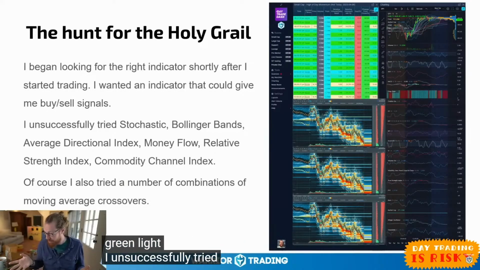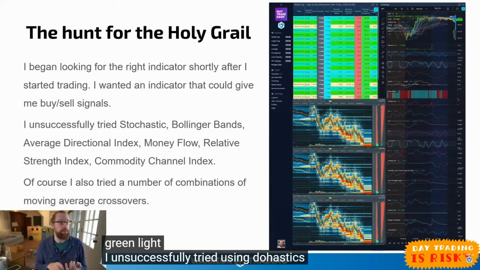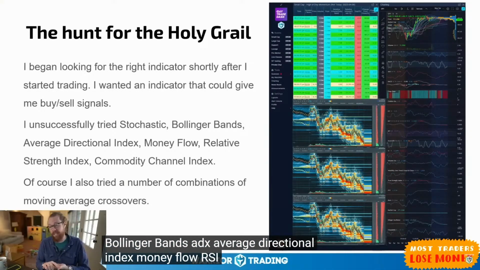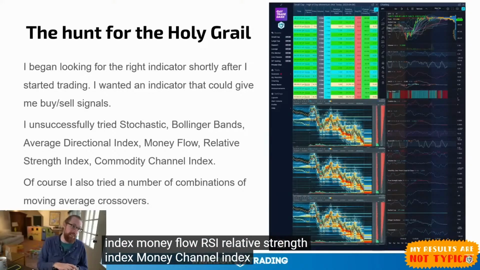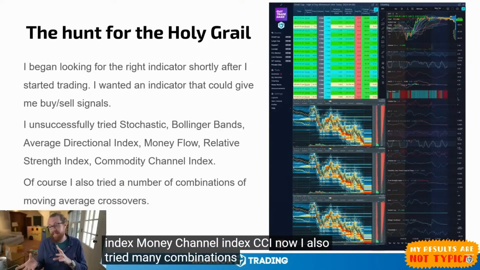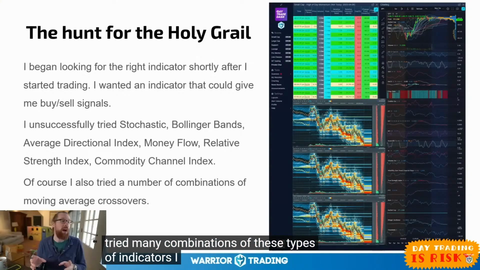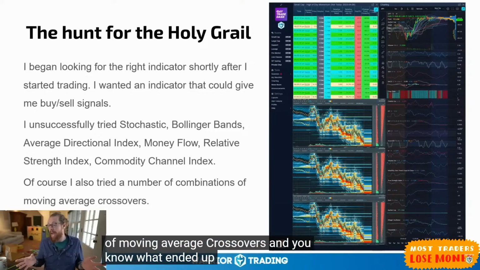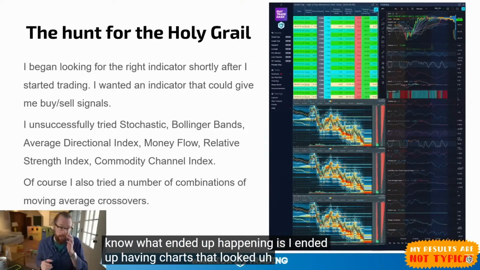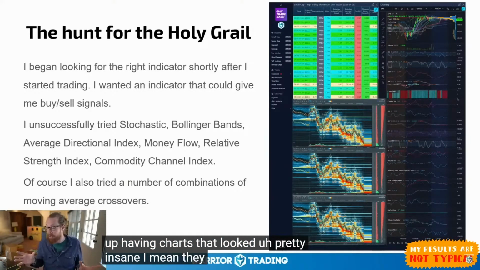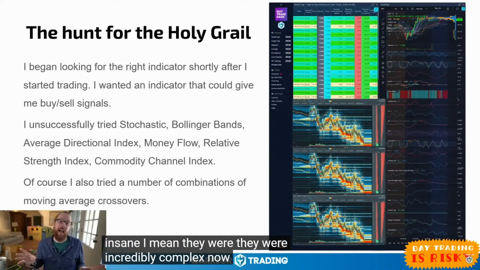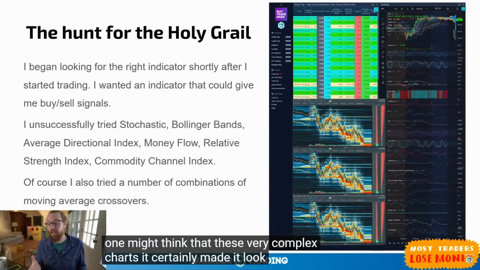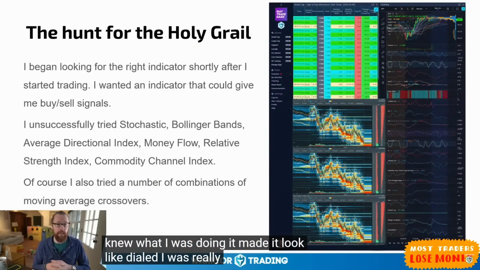I unsuccessfully tried using stochastics, Bollinger Bands, ADX, Average Directional Index, Money Flow, RSI, Relative Strength Index, Commodity Channel Index, CCI. I also tried many combinations of these types of indicators, and combinations of moving average crossovers. And what ended up happening is I ended up having charts that looked pretty insane. They were incredibly complex. One might think that these very complex charts made it look like I knew what I was doing, like I was really dialed in.